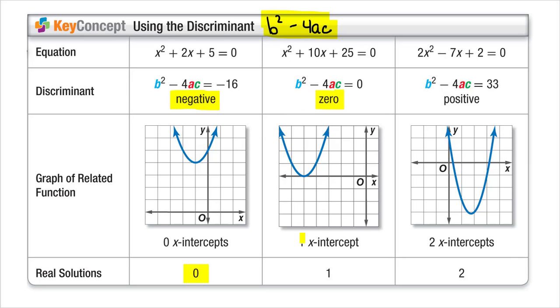If b squared minus 4ac is equal to 0, your graph is sitting right on the x-axis. That's one x-intercept. If this is positive, then we have two x-intercepts. That means there's two solutions. So the discriminant tells us the type of solutions we're going to have. That's why I think it's actually really cool.